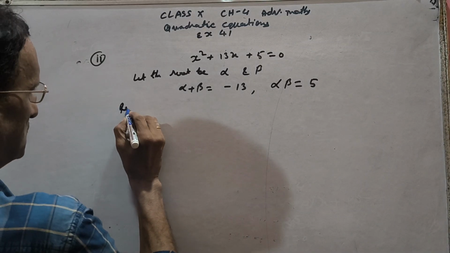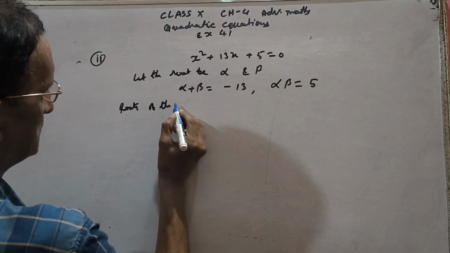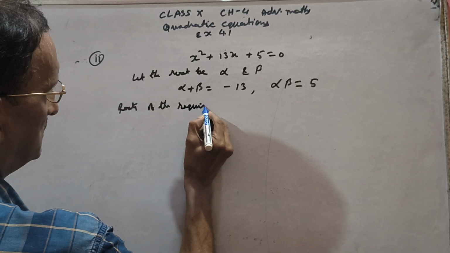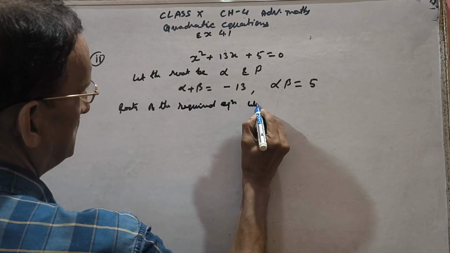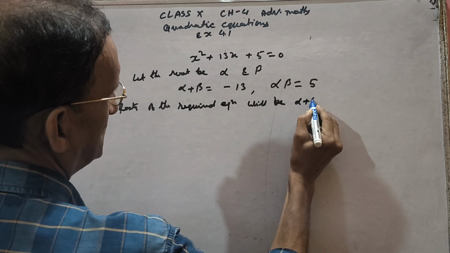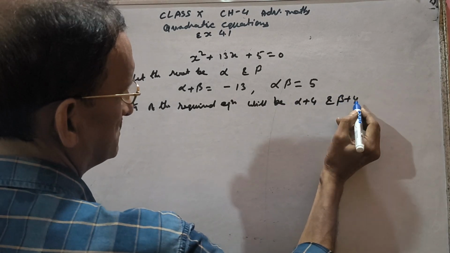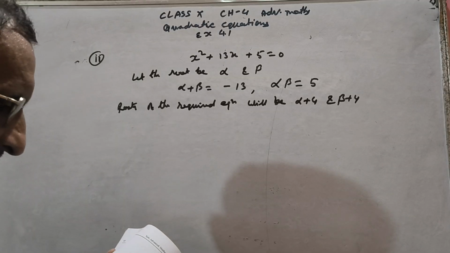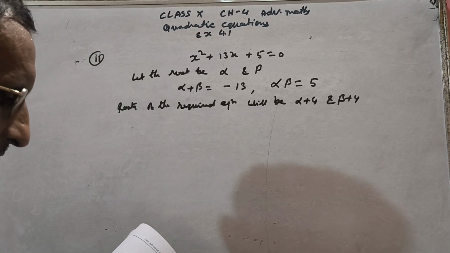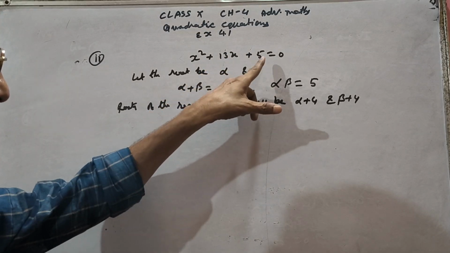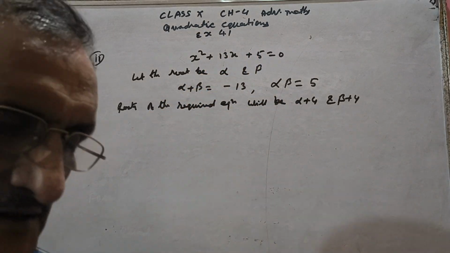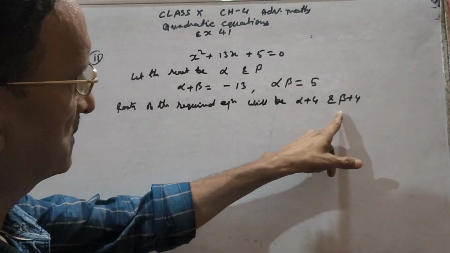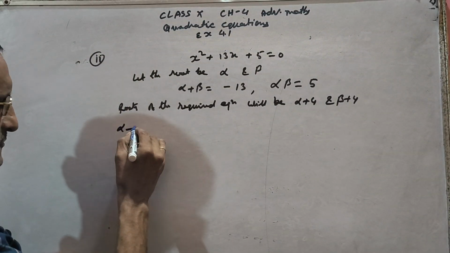Now, the roots of the required equation will be alpha plus 4 and beta plus 4. What is the question saying? Greater by 4 than the roots of this given equation. So alpha and beta are this, so alpha plus 4, beta plus 4. Then again, to form the equation, we need to find the sum of roots and product of roots. So find out the sum of roots.